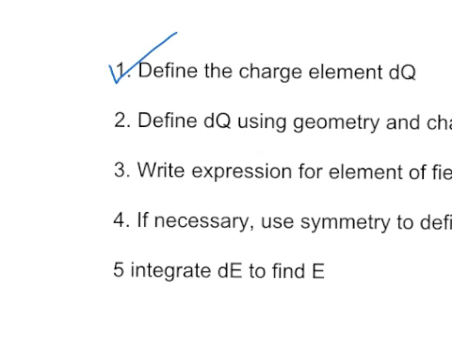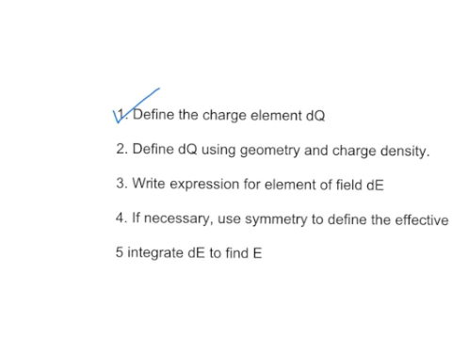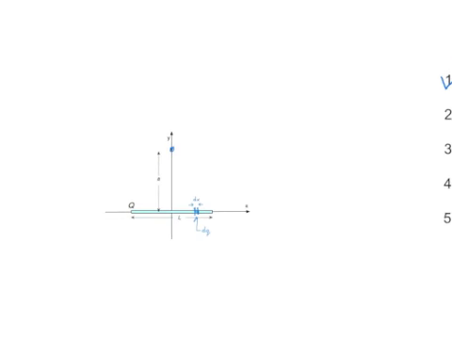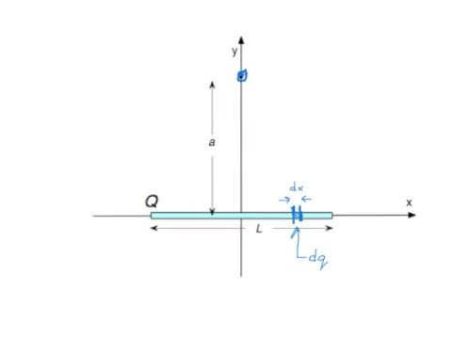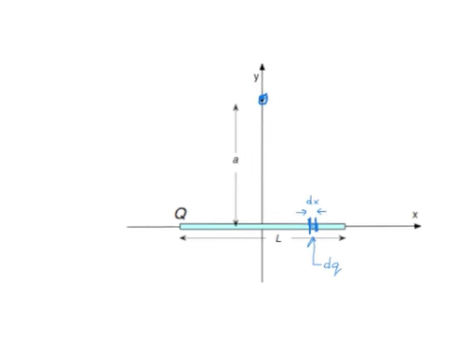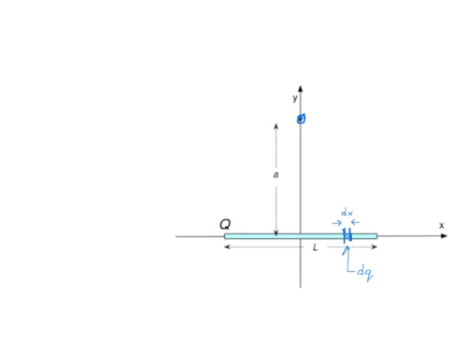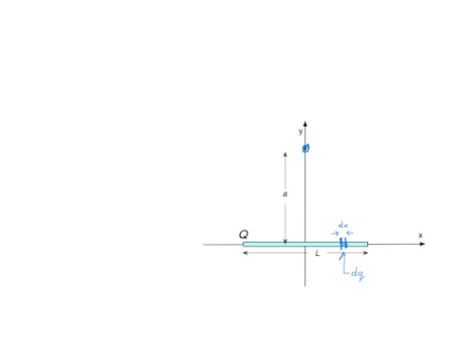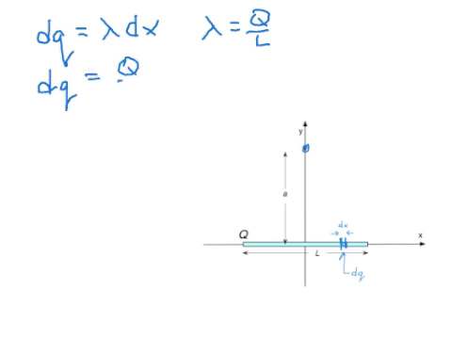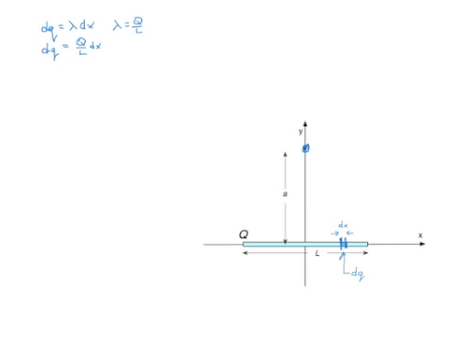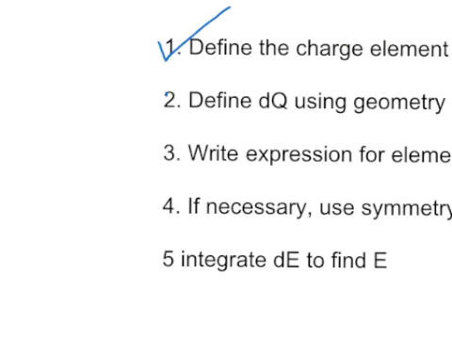Now the next thing is to define dq, meaning to say what's the magnitude of dq, using geometry and charge density. Well, we can do that by saying, I know the overall charge on this thing. The overall charge is Q, and its length is L. So what's the charge on some little subset of that length? We can describe dq in terms of the overall charge by saying that dq is equal to the charge density lambda times dx, where lambda is equal to Q over L. So that means that dq is equal to Q over L dx. Okay, so we have now polished off step 2.